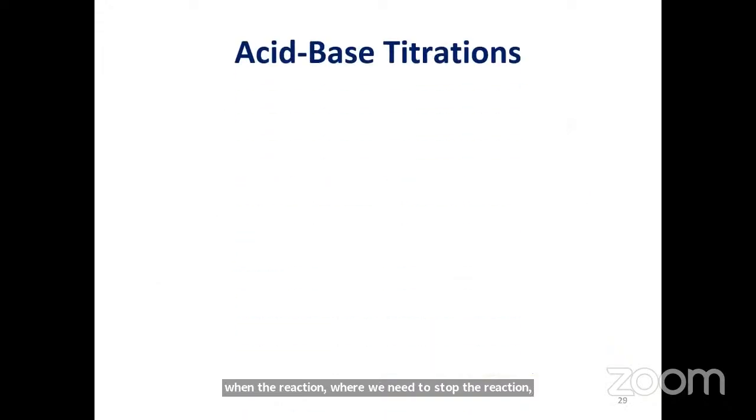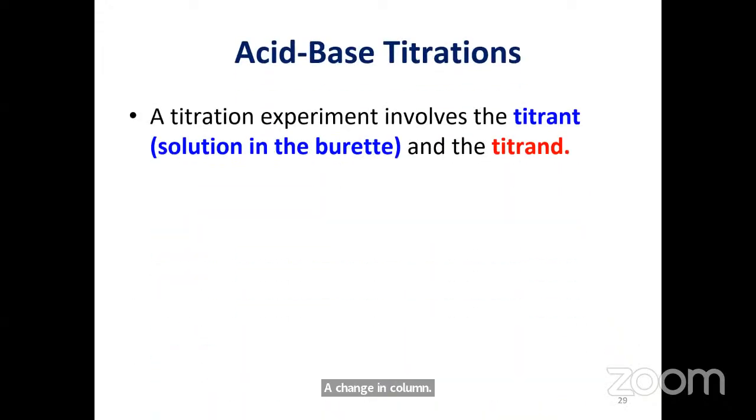Now, moving on. A titration experiment involves the titrant, that's the solution in the burette, and the titrand. Titrant with a T, that is our solution in the burette. In this case, it is the acid. And then the titrand, that is the solution in the conical flask. In this case, it is our base.